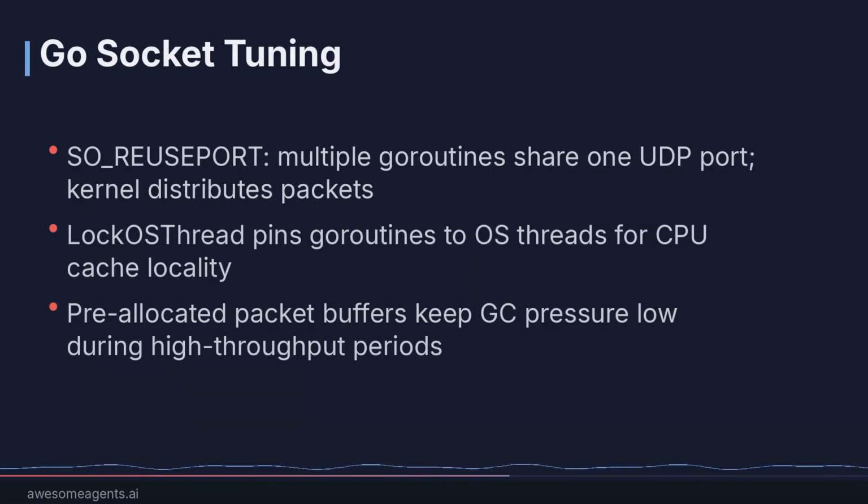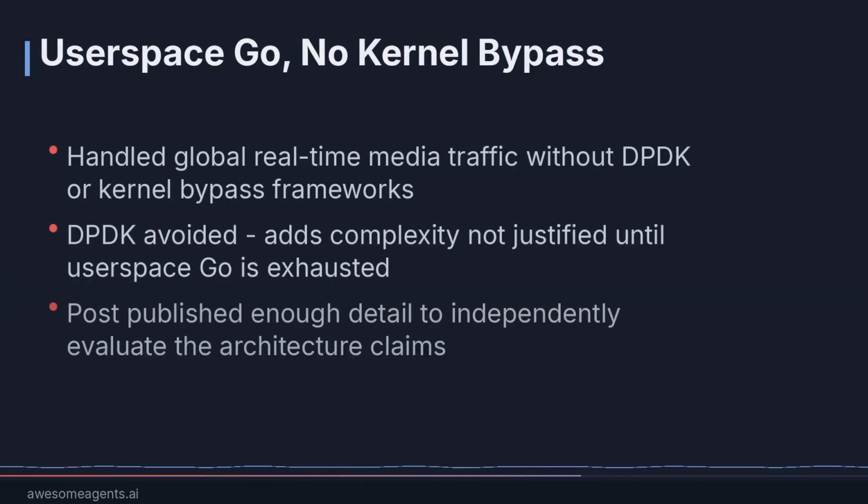And they also did some smart Go level tuning on the relay to handle the load. Like what specifically? There's a Linux socket option that lets multiple Go routines share one UDP port, so the kernel distributes incoming packets across them, and they pin each Go routine to an OS thread. So packets from the same session tend to land on the same CPU core. Better cache behavior, less context switching. And they stayed with standard user space Go the whole time, no kernel bypass frameworks. Meaning careful Go code handled global real-time media traffic without reaching for the more complex tooling.